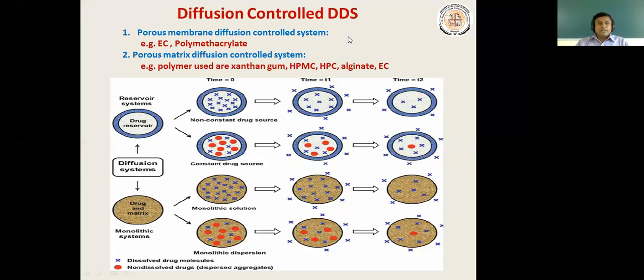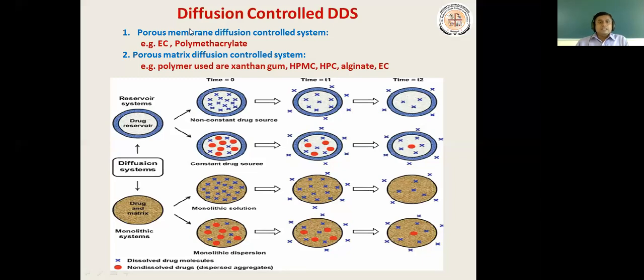pharmacological effect. Okay, so this diffusion controlled drug delivery system is classified into two types. One is the porous membrane diffusion controlled drug delivery system, and the second one is the porous matrix diffusion controlled drug delivery system. So in this case, the system which is formed becomes porous in nature.